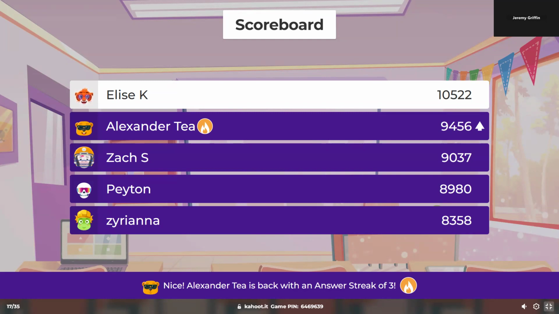I got Zariana, Peyton, Zach, Alexander, Elise.